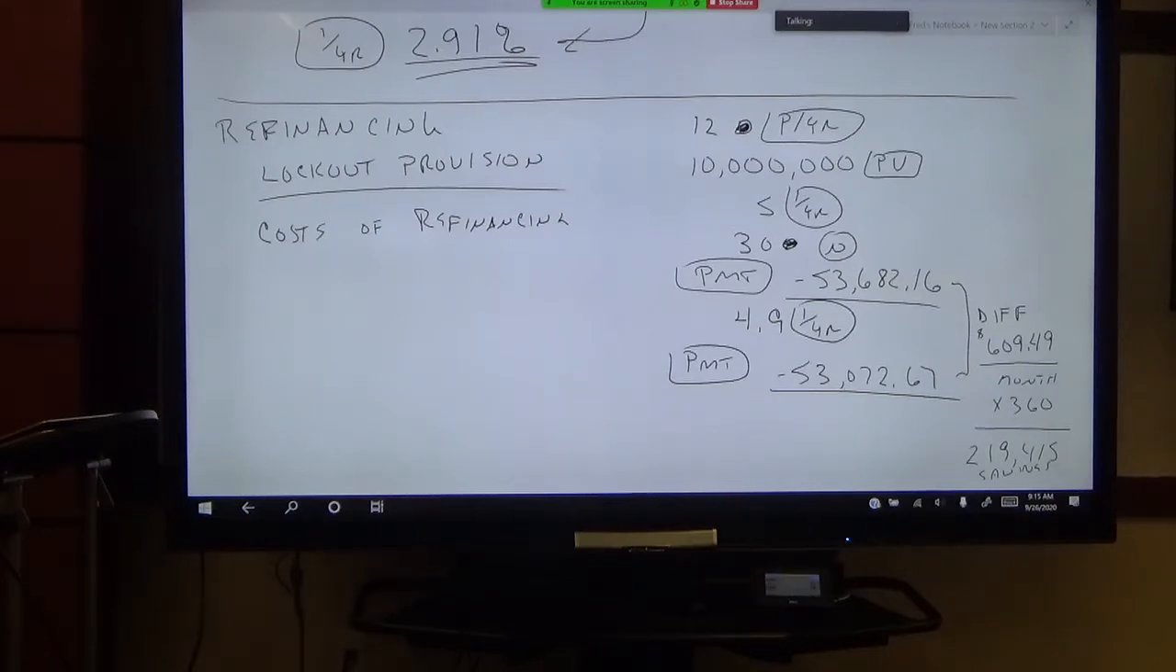Now, this is based on the interest rates going down to 4.9 a year, but for another 29 years, we don't know if it's moving up or down. Exactly. We don't.